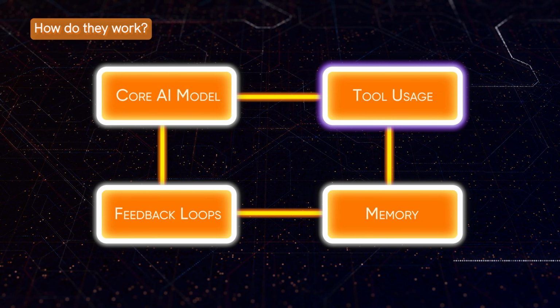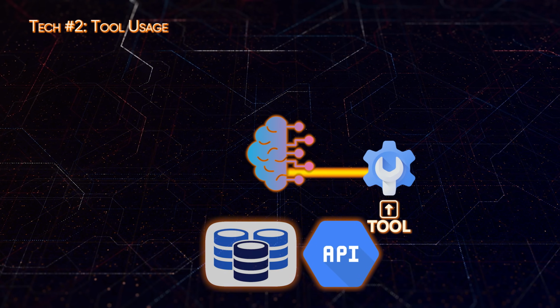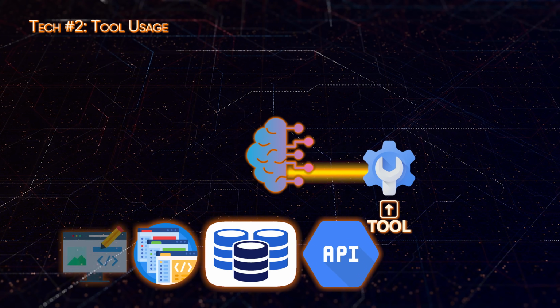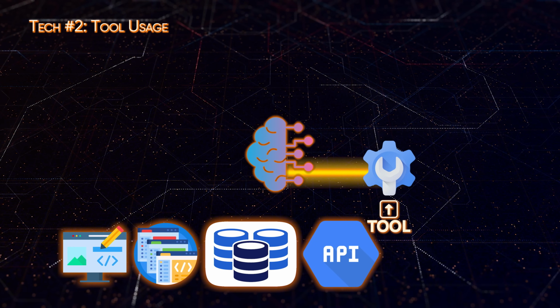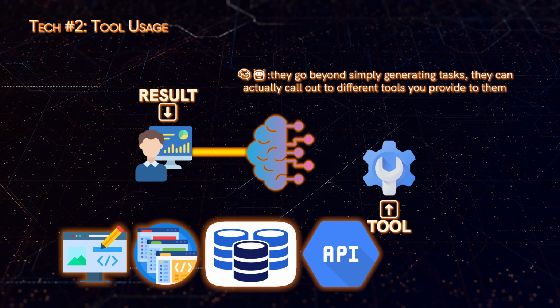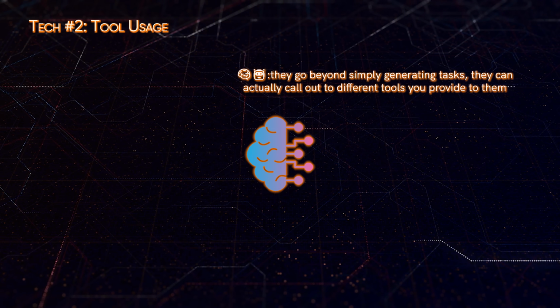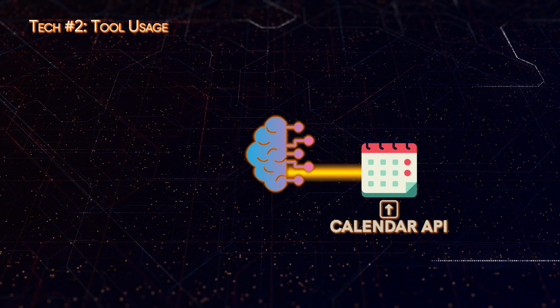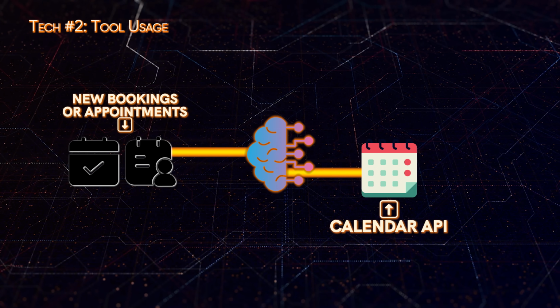Number two is tool usage. This could be APIs, databases, various software, maybe custom written to achieve some specific task, and they go beyond simply generating text. They can actually call out to different tools you provide to them. For example, your agent might have access to a calendar API where it can create new bookings or different appointments.